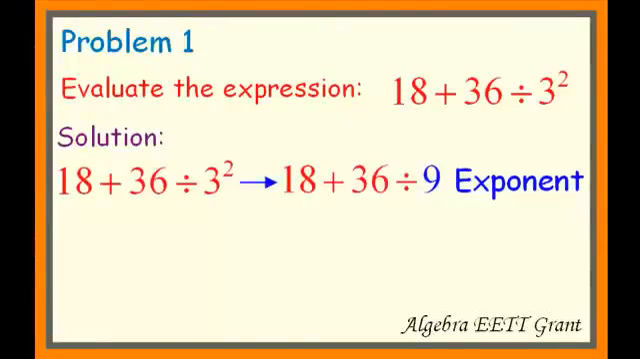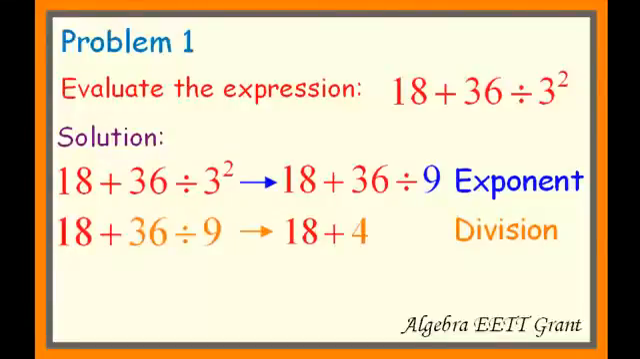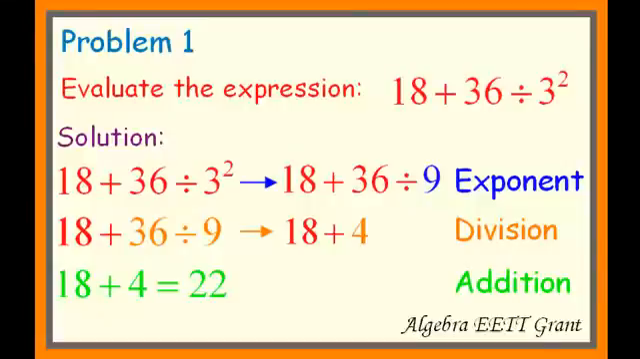So if we do 3 squared, that's going to give us a total of 9. Now the next thing we have to do is multiply and divide from left to right. Well, we have a division symbol, so we're going to divide 36 divided by 9, and that's going to give us a total of 4. Now we have one more step to go to simplify this completely, and 18 plus 4 will give us 22. That is our simplified version of this expression.